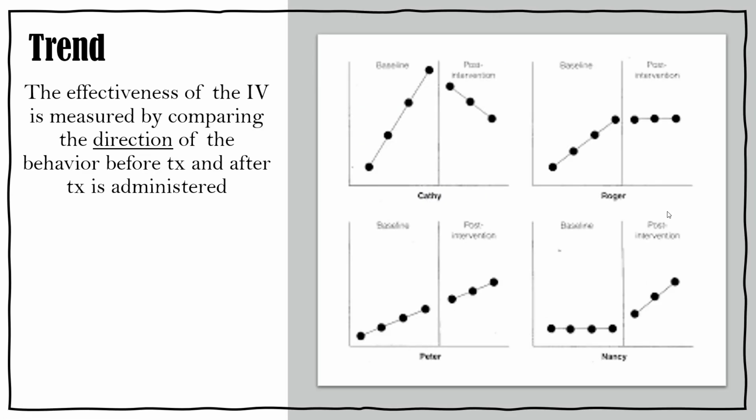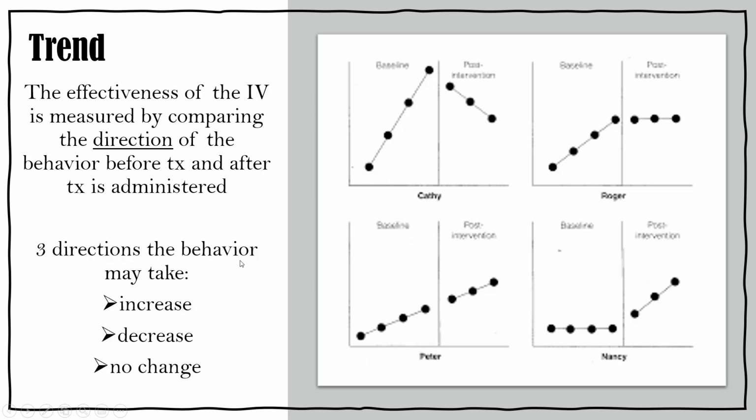Okay, in addition to level, you also want to take into account the trend. And this is the direction of the behavior, so the direction of your data path. You want to look at the direction during your baseline phase, so before treatment, and when treatment is being administered, so your intervention phase. When you see the label TX, that means treatment or intervention. And when you're looking at this, there are 3 directions that the behavior can typically take. It can increase, it can decrease, or there can be no change.